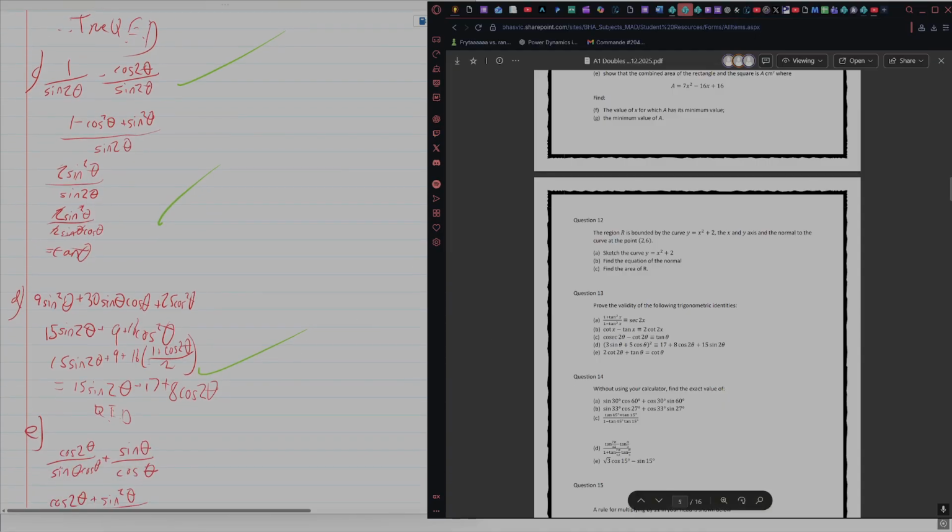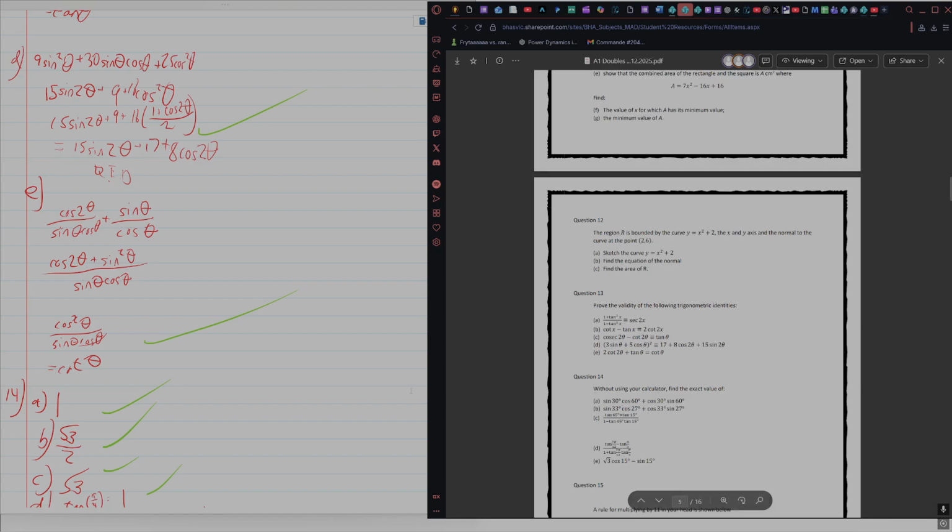Part D was interesting because when you expand it, you get this, which looks like you're not going to get the answer, because you have 15 sine 2 theta, but a different number of cos 2 thetas. But then you remember that cos squared theta is (1 plus cos 2 theta) over 2. Substitute that in, and then your constant value will become 17, and that'll give you your answer.